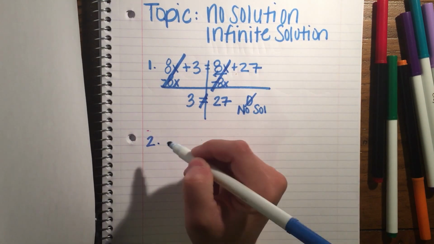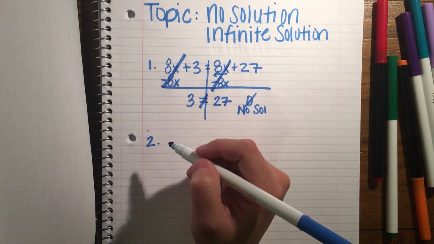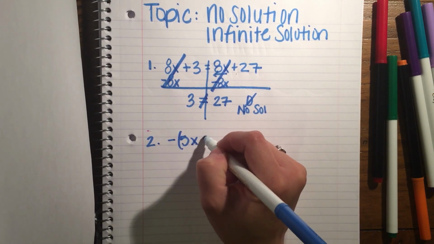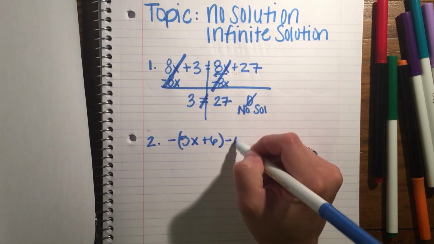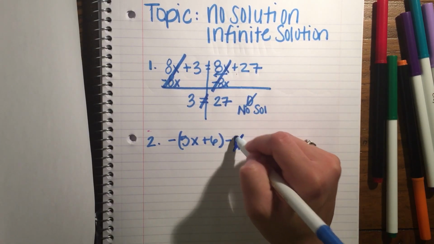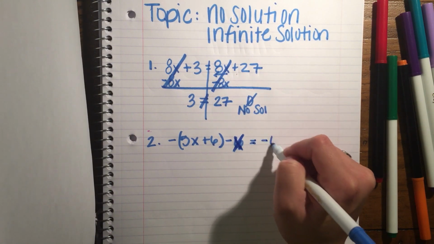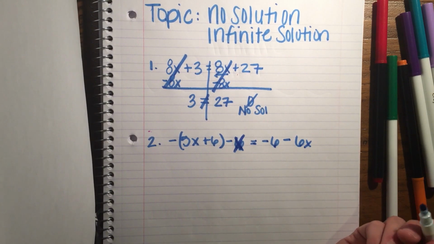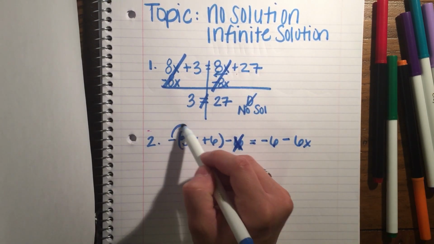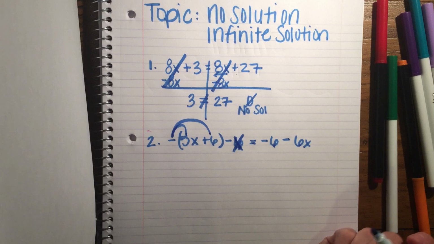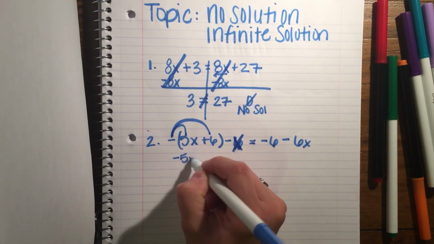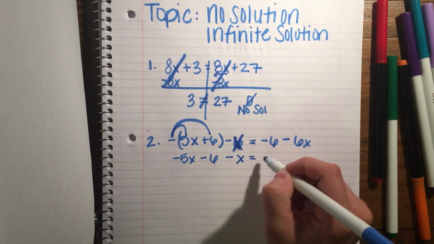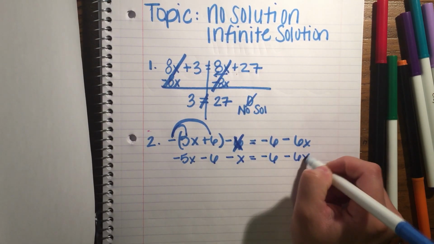Another problem is if we have negative (5x plus 6) minus x equals negative 6 minus 6x. Our first step is always to distribute. This negative has to be distributed to both terms inside. So negative 5x minus 6 minus x equals negative 6 minus 6x.